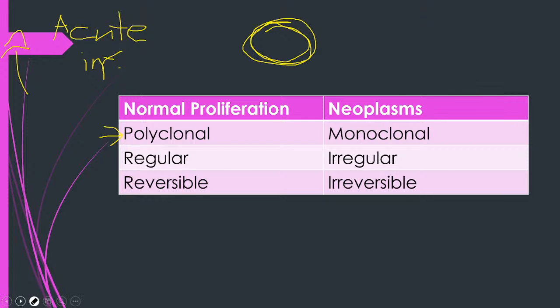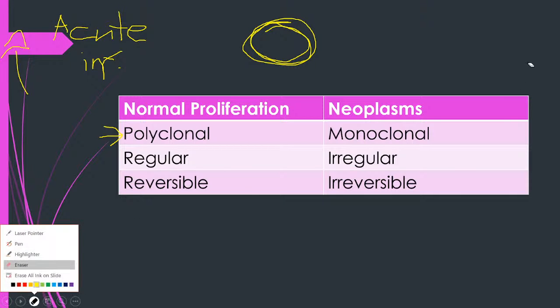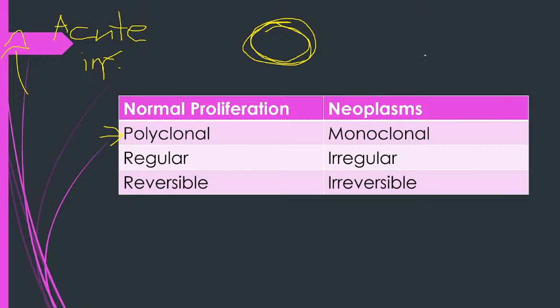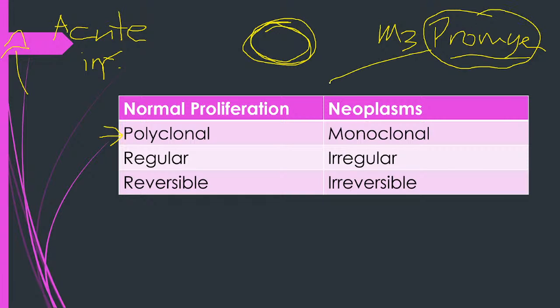AML2, M2, or the FAB classification M2 is acute myelomonocytic. Myelo, myelo, myelo, promyelocytic. M3, sorry, I'm talking about M3. So M3 is promyelocytic. So the problem is the promyelocytes. Okay? Why is it a problem? Why is it monoclonal? Because it affects only one cell line in the WBC series.